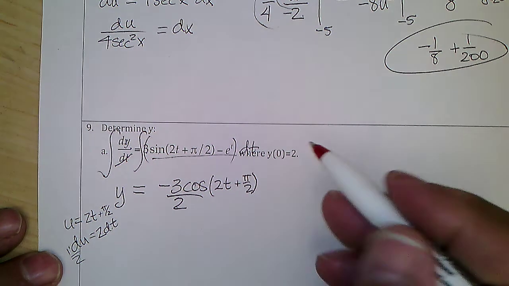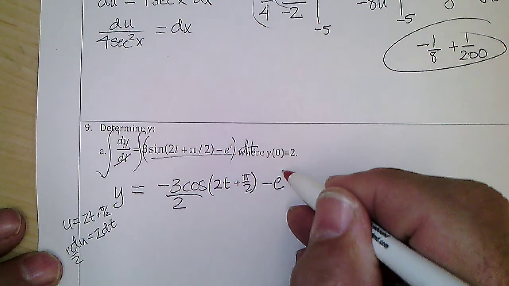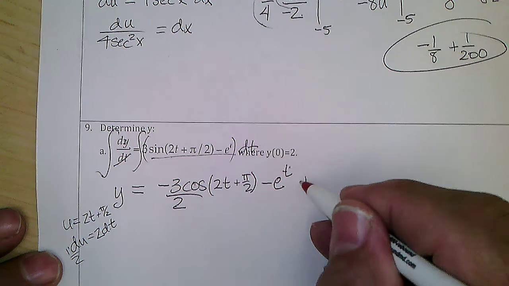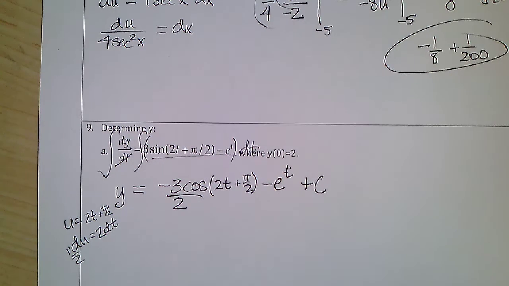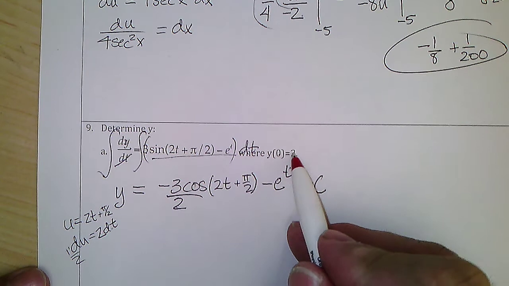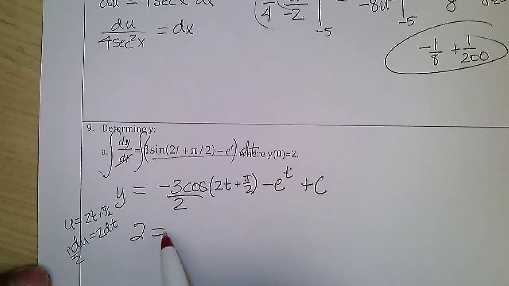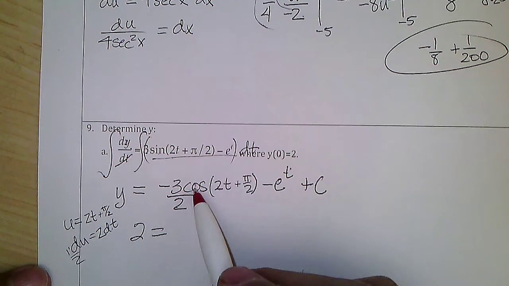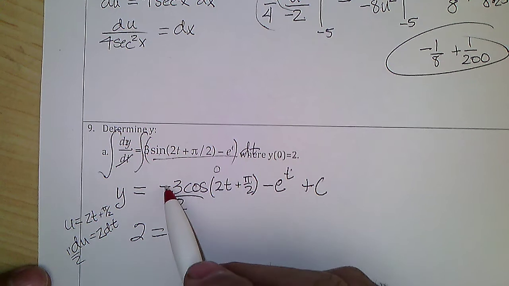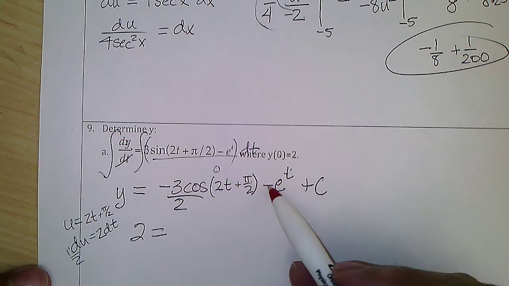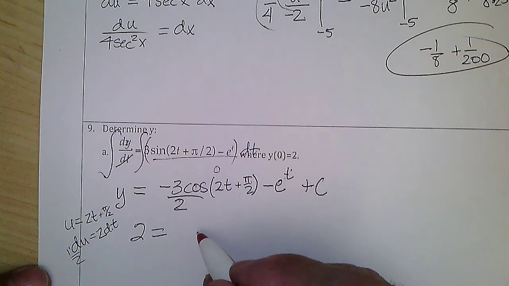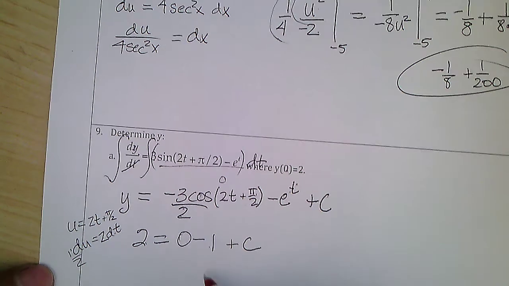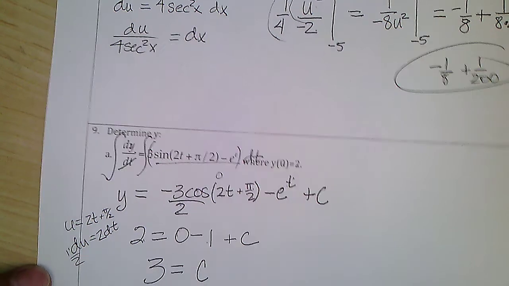The integral of e to the negative t is negative e to the negative t. Negative e to the t integrated is e to the t plus c. And it says when t is 0, y comes out to be 2. So we have 2 equals 2 times 0 is 0 plus pi over 2 is pi over 2. Cosine of pi over 2 is 0 times negative 3/2 is 0. Negative e to the 0 is negative 1 plus c. So if I add 1 to both sides, I get c equals 3.